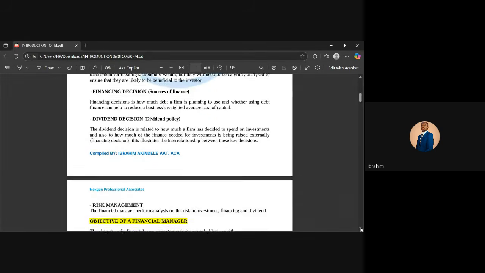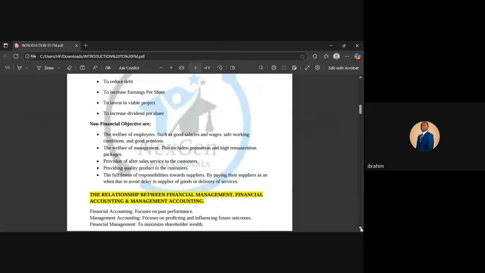Now, we have identified a project that is viable. We've considered the sources of finance. We've analyzed the risk of that finance. Then the project is now viable. Then you need to make a dividend decision, as per how dividends will be paid to the shareholders who have actually invested in the business.